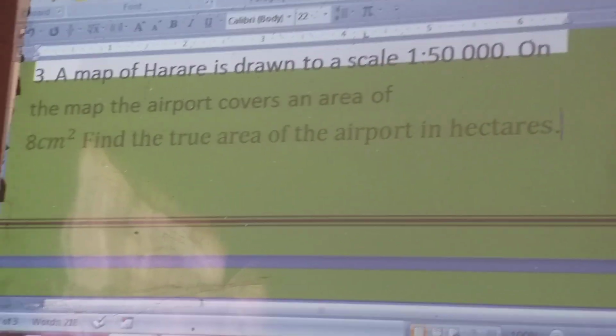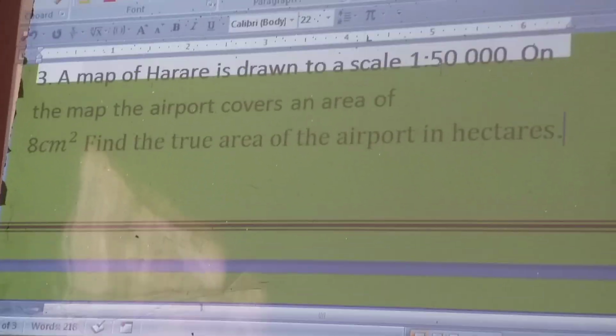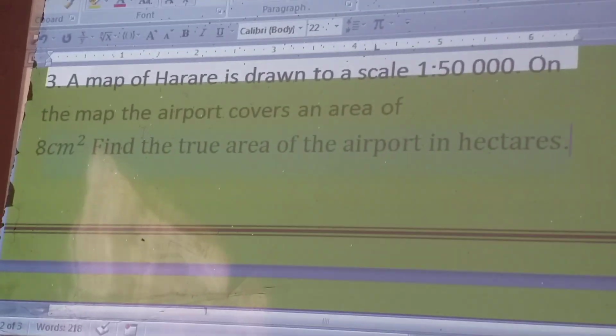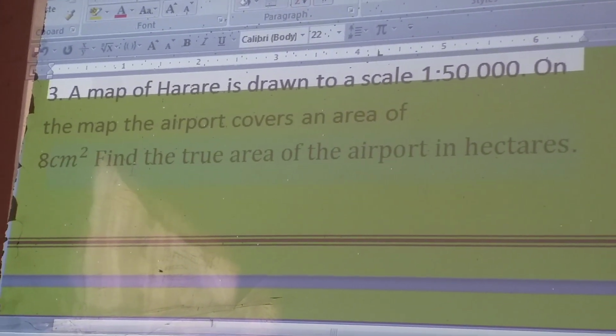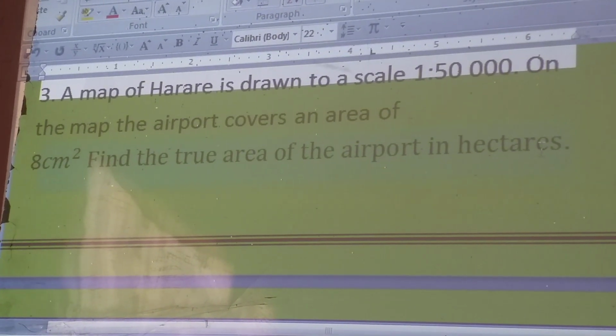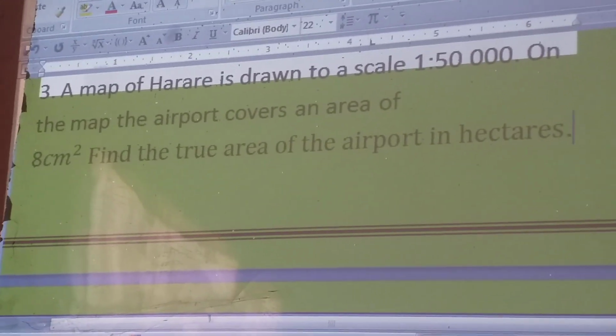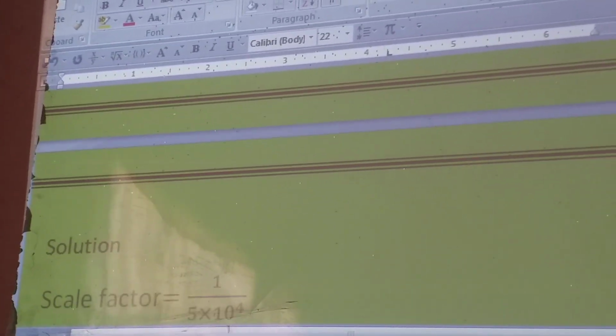We are saying a map of Harare is drawn to a scale of 1:50,000. On the map, the airport covers an area of 8 square centimeters. Find the true area of the airport in hectares. We want to find the true area in hectares.